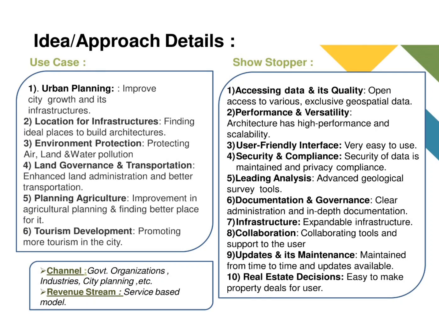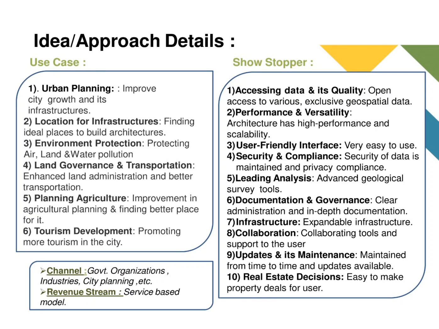Environment protection mainly calls for protecting against air, land and water pollution, and following it, land governance and transportation, as we have seen above. The transportation services availability will be provided, and land governance, as we are providing the land history, it will also be shown to you.